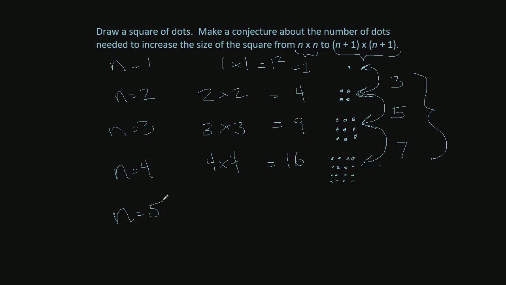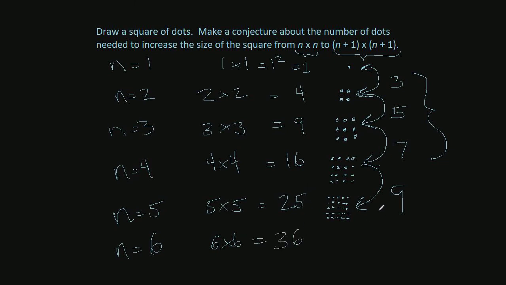If n were to equal 5, that is a 5 by 5 square, which is 25 dots. So we have 5 rows of 5. That's 25 dots. Okay, so to go from 16 to 25 dots, how many more dots did we need to make this next square? It'd be 9. Now, without even thinking about the next one, we already know that if n was going to be 6, it's just 6 by 6, or 36.